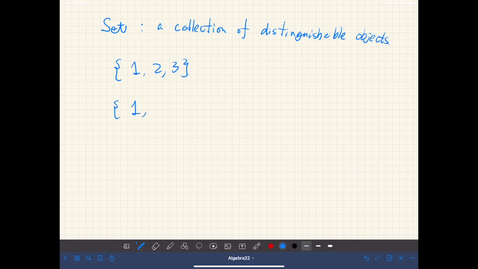And this is not a set. Okay. Because this one and this one, they are not distinguishable. So this is not a set. So this is a set, not a set. Technically, this is called a multiset. Actually, multisets are important in the theory of databases, but in usual mathematics, we do not deal with multisets mostly.